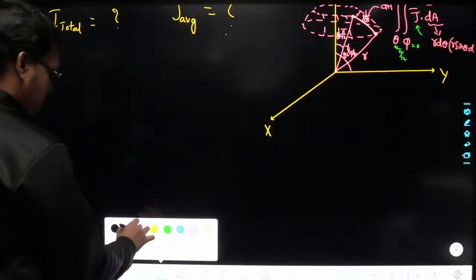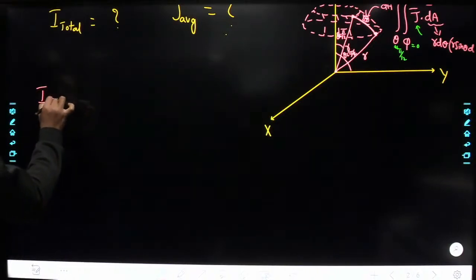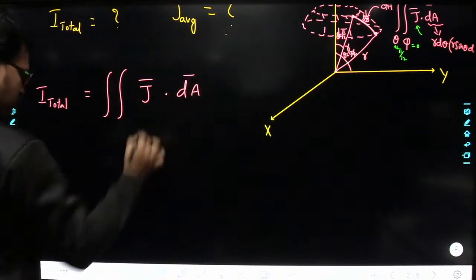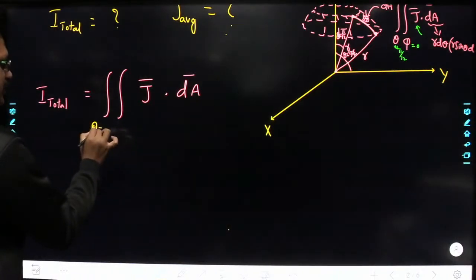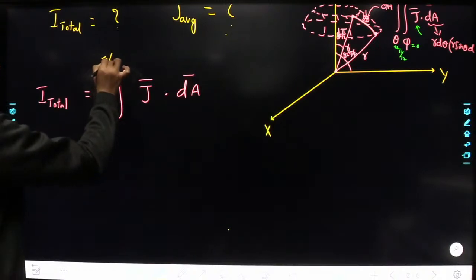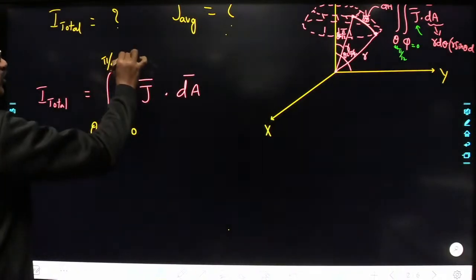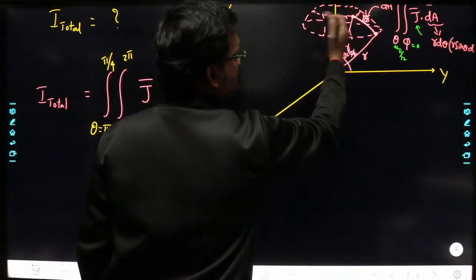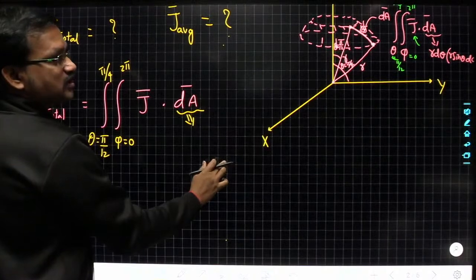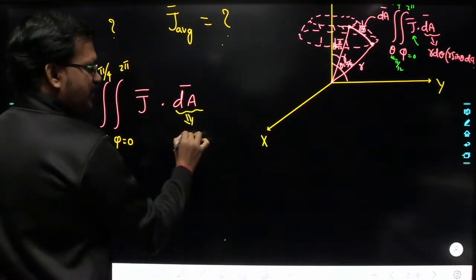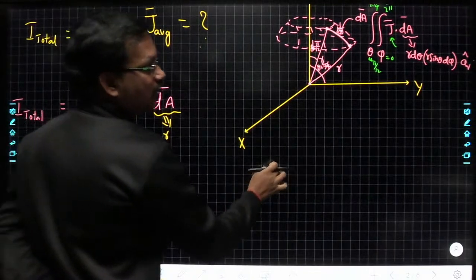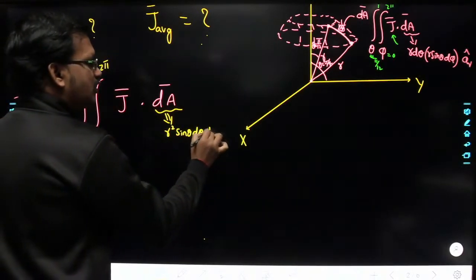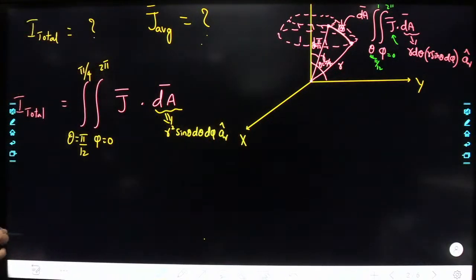Okay. So now here I want to determine this I total. So I total is equal to what? It is equal to double integral Z bar dot dA bar. Here the variables are nothing but theta and phi. Theta is varying from pi by 12 to pi by 4, and phi is varying from 0 to 2 pi. And this dA bar is the small differential area on the surface of the portion of the sphere. On the surface of the sphere, the variables are theta and phi. So this differential area will become R d theta into R sin theta d phi. So I can write it as R square sin theta d theta d phi a-r cap. So this is the small differential area on the surface of the sphere.